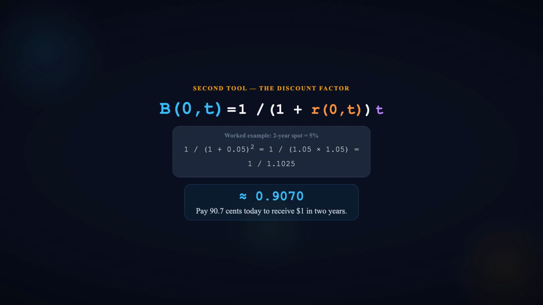To receive 1 guaranteed dollar in 2 years, you would pay about 90.7 cents today. That is discounting. You already know it from present value in Lesson 1. The discount factor is just a cleaner label for the same idea when the rate comes from the spot curve.